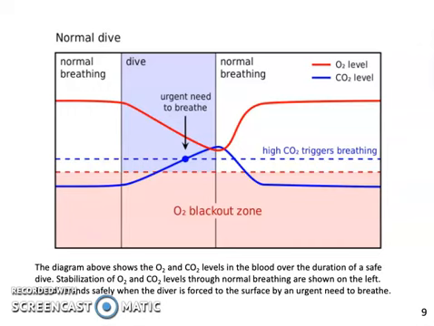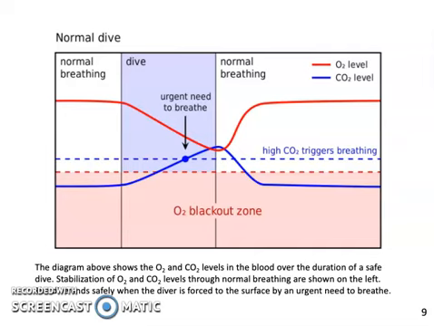The second part of the worksheet will use a diagram template like this one. The x-axis is time. The y-axis is the concentration of oxygen, shown by the solid red line, and the concentration of carbon dioxide, shown by the solid blue line, in the circulatory system. The first section of the graph is for a terrestrial mammal, maybe a person, before they're submerged in water.